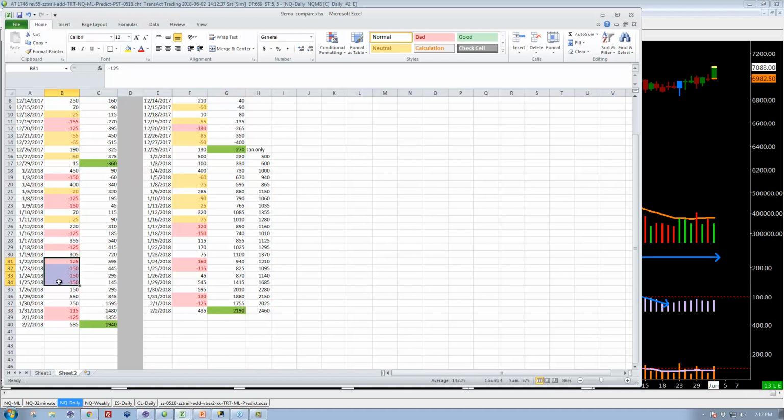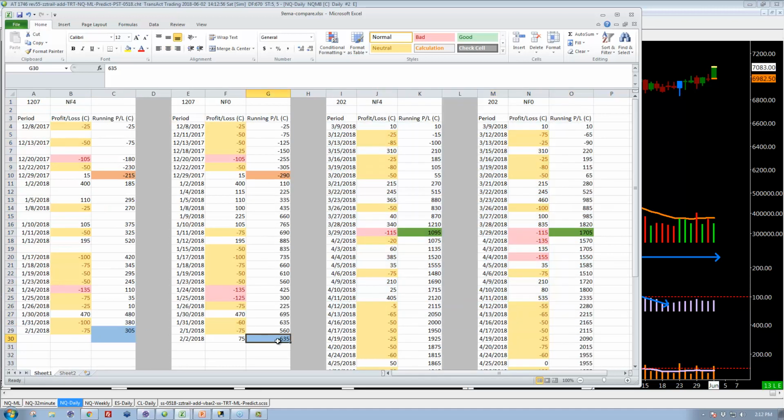Bigger blocks of max loss days is the difference here. You can see the impact of VBAR 2 in that these blocks are smaller, but look at the difference. Let's just call this 2,000 in gain, compared to the best here, which is 635. So, data for you to think about.